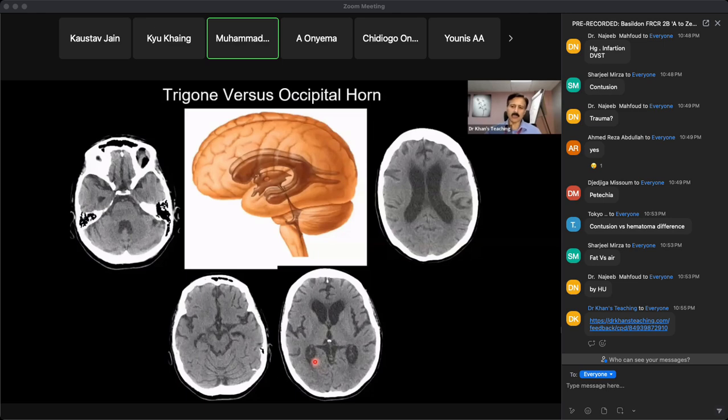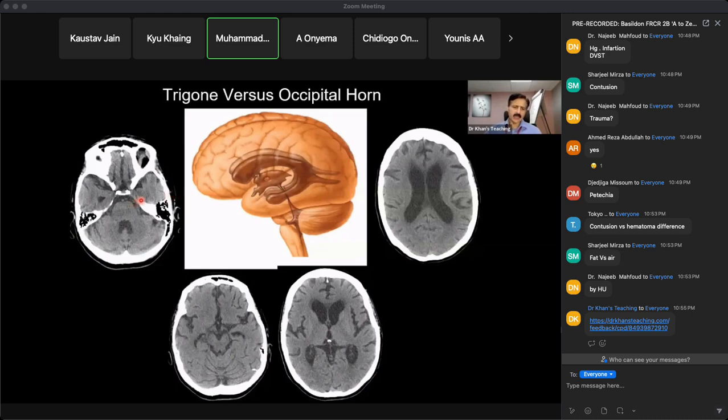And the question is, where is this hemorrhage? And that's a very well-defined hemorrhage. And the answer is, this is in the occipital horn, instead of saying that this is in the parenchyma. So this was about this. Now, coming back to the anatomy, we know that from the lateral ventricle, it goes through the foramen of Monro into the third ventricle, and then to the aqueduct and the fourth ventricle.